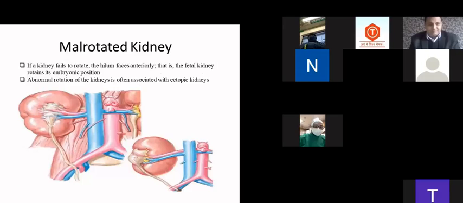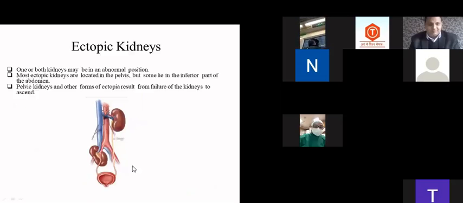Now, coming to the malrotated kidney, if a kidney fails to rotate, the hilum faces anteriorly, that is, the fetal kidney retains its embryonic position, and abnormal rotation of the kidneys is often associated with ectopic kidneys. So, in the diagram, we can see the hilum is facing anteriorly. It has failed to rotate anteromedially, and in this diagram, we can see that there is an abnormal rotation in the kidney.